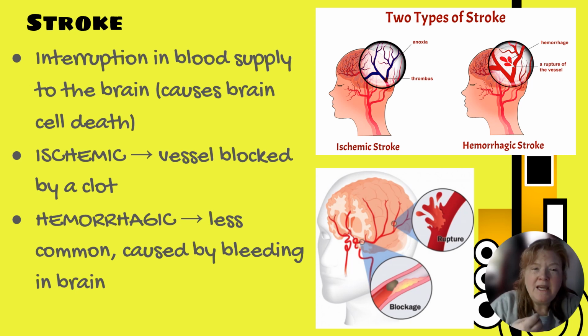A stroke is an interruption in blood supply to the brain, and here it causes brain cell death. So a heart attack causes heart cell death. A stroke causes brain cell death, neurons. So there's ischemic. That's a vessel that's blocked by a clot. Okay, so that's the most common type of stroke to occur, but we also have hemorrhagic strokes, and that's caused by bleeding in the brain, and that's definitely less common.